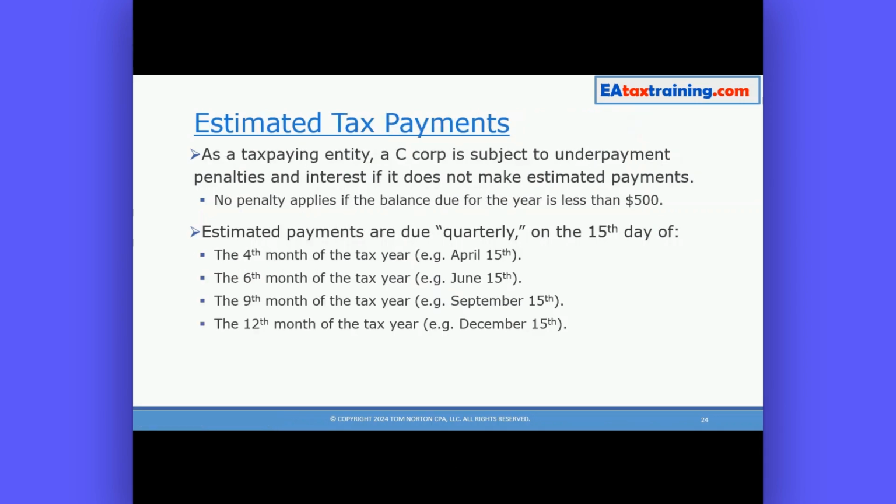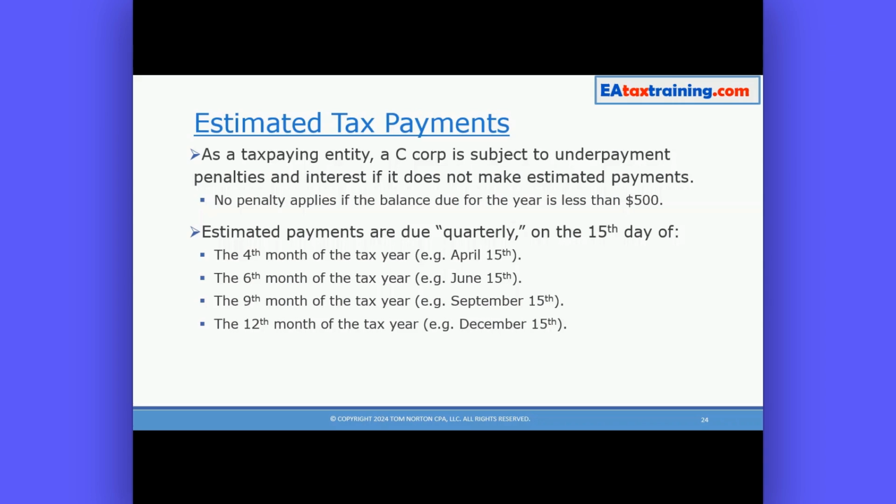C corporations, since they are a tax-paying entity, need to make estimated tax payments, very similar to how individuals do. If they do not make those tax payments, they can be subject to underpayment penalties and interest. Now, the penalties do not apply if the balance due for the year is less than $500. Their estimated payments are due quarterly. It's similar to individuals, but it is not exactly the same, so you'll want to notice the difference here.